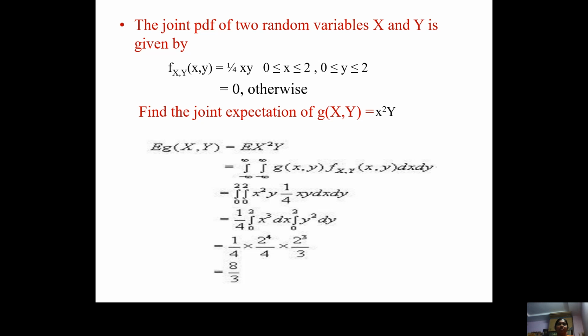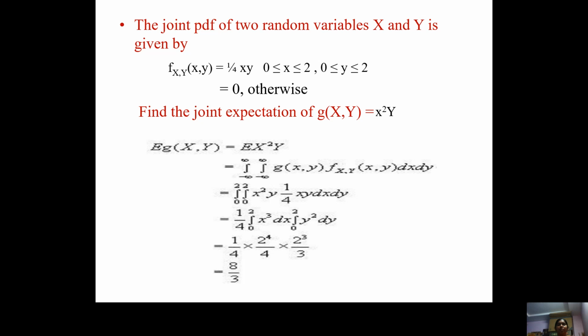So now the expectation of g of x comma y is equal to, so what is the function given here? x square y. So E of x square y. Since here it is a joint probability density function, we have to take two integrals, minus infinity to infinity, minus infinity to infinity, g of xy, fxy of xy, dx dy. And what are the limits we have now?